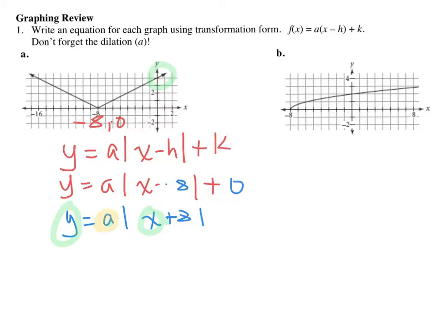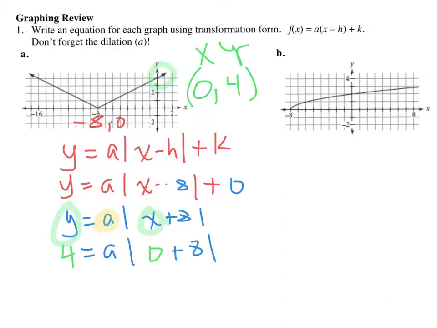So this point is 0, and then 1, 2, 3, 4. 0, 4. That's a nice point because we love when we have 0. So x is going to be 0. We're going to plug in 0 for x and 4 for y, and then we're going to solve for a. The absolute value of 8 is 8. 4 equals a times 8.